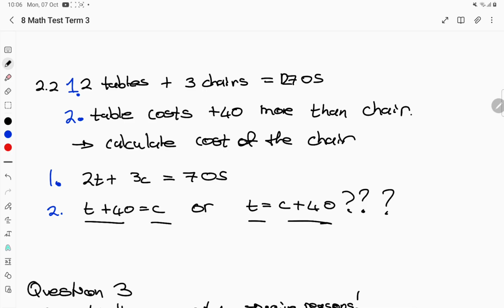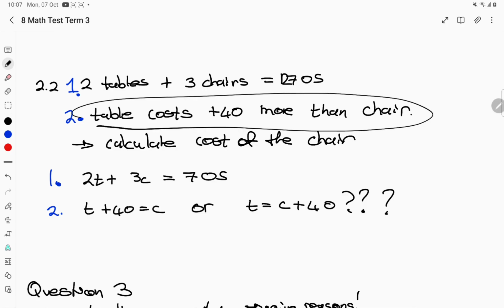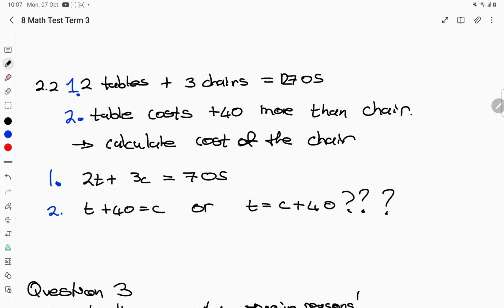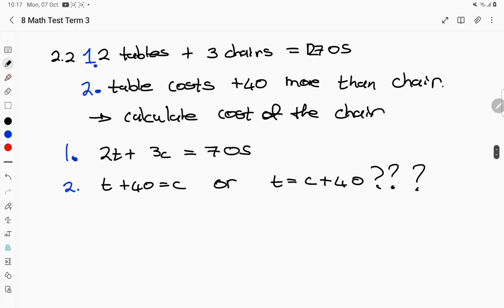Which way do we write this? What do you think? Do we say T plus 40 is a chair? Or do we say T equals chair plus 40? You have to read it quite carefully. This is where people make mistakes. So let's take a look. If you write it down, table costs 40 Rand more than a chair. So table is equal to the cost of a chair, but 40 Rand more expensive. So we're going to take that one and not the other way around. So you just have to be a little careful.